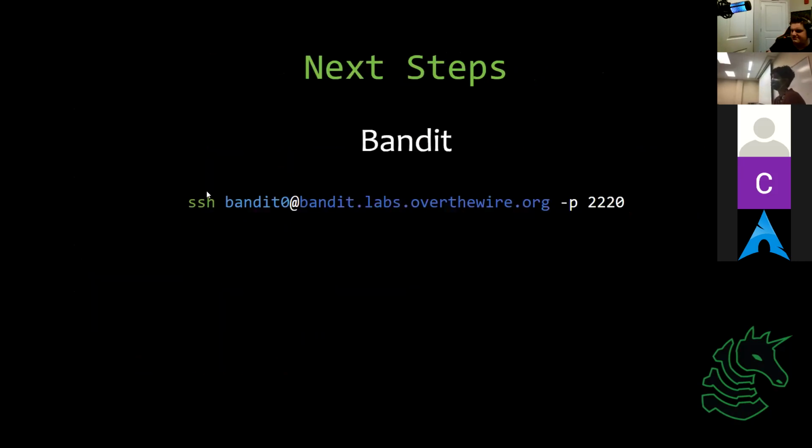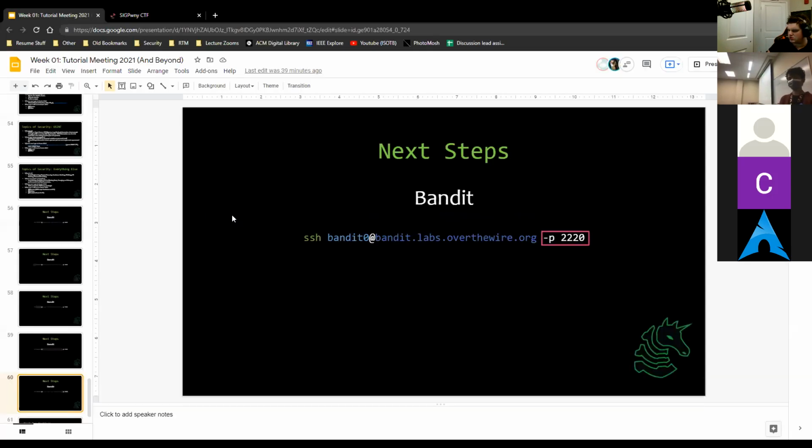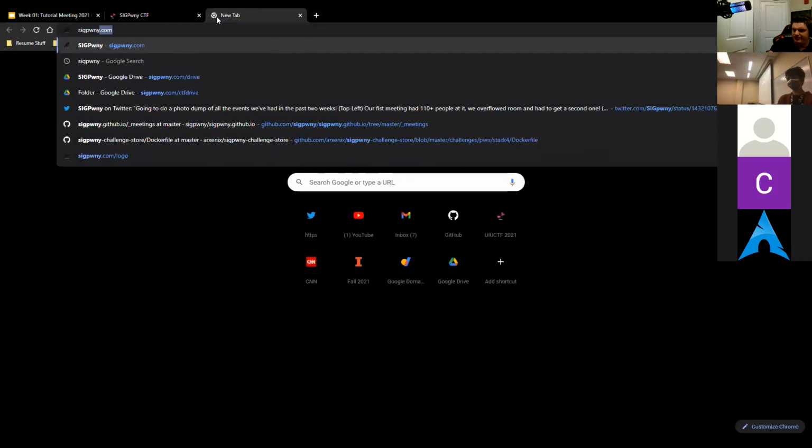Cool. Here are the next steps. We can go to Bandit. So this is the command you'll want to run to connect to Bandit, or just go to Bandit 0 on ctf.sigpwny.com. I'll break this down for you, but there are a few more slides in the last 10 minutes that I want to go to.